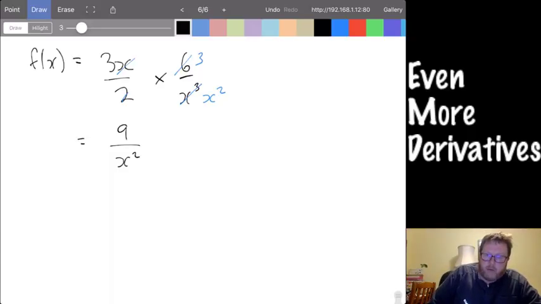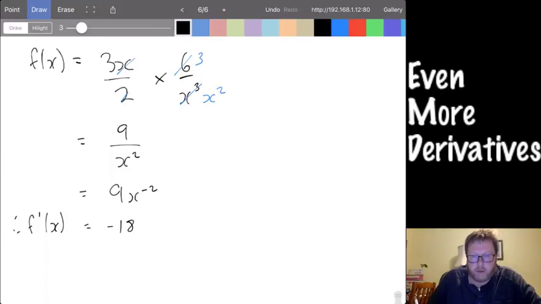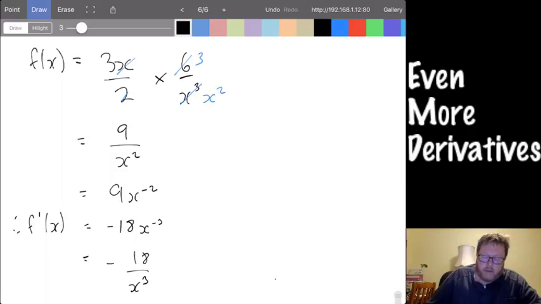And again, because I know I'm about to differentiate it, I'm going to change it into a negative index so that I can deal with it more easily. Now f dash of x is equal to, I'm going to multiply 9 and 2 together to get 18 and make it negative because I'm multiplying a positive by a negative. So I've got negative 18, and I'm going to decrease the negative 2 to negative 3. So I've got negative 18x to the power of negative 3, which equals negative 18 on x cubed. And that's the derivative of that particular function. Okay, hopefully that makes sense.